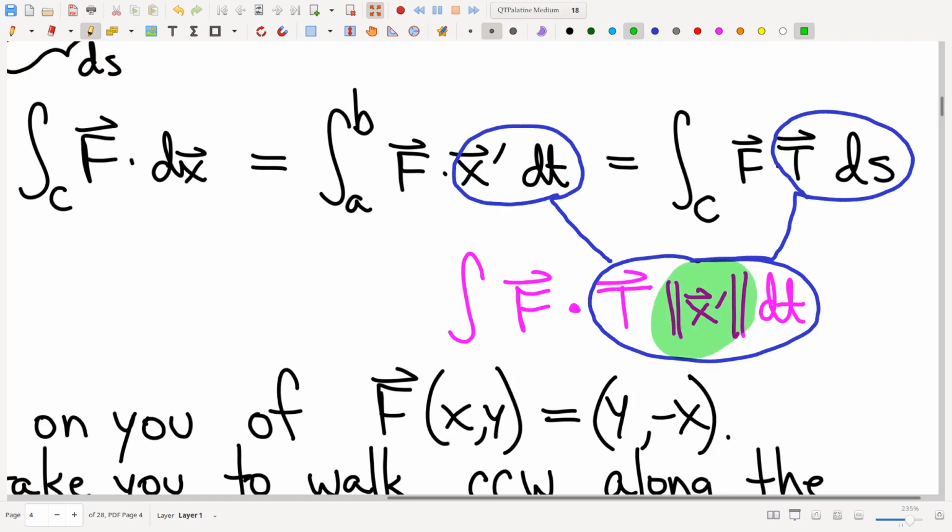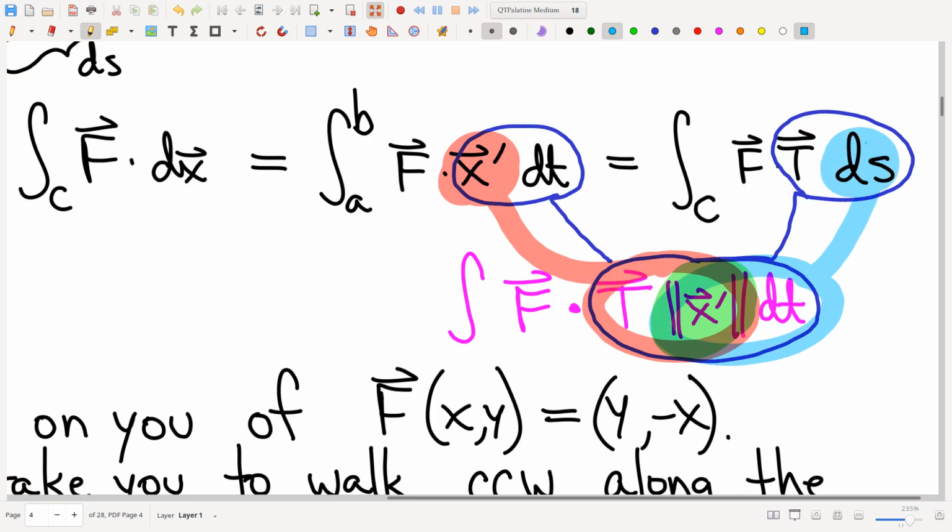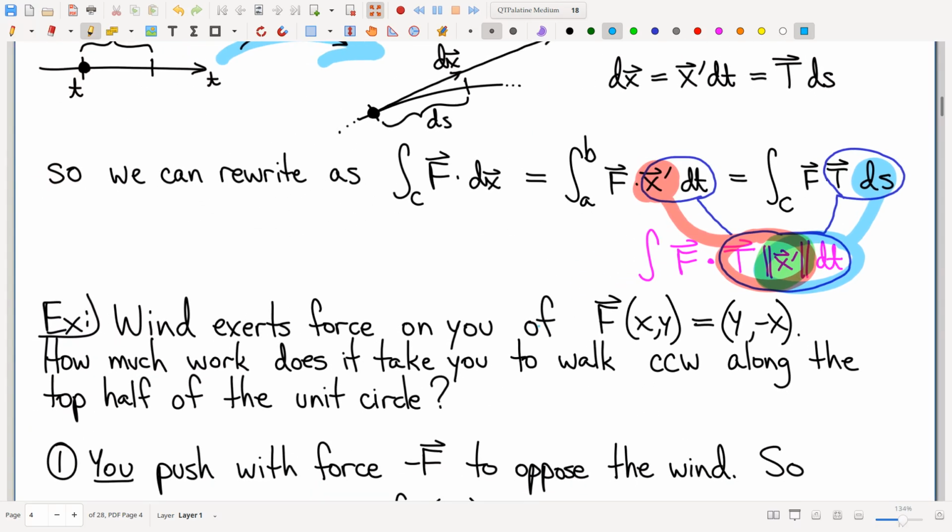Just notice that in the version on the left, the stretching factor is hidden inside of x prime. And in the version on the right, the stretching factor is hidden inside of ds. So the stretching factor is in there. It's just that you don't have to compute it explicitly. We can get the effect of the stretching factor that we need simply by the fact that we've written x prime here, which has that stretching factor built into it. Okay. Alrighty. Let's see here. Let me get back to where we were.